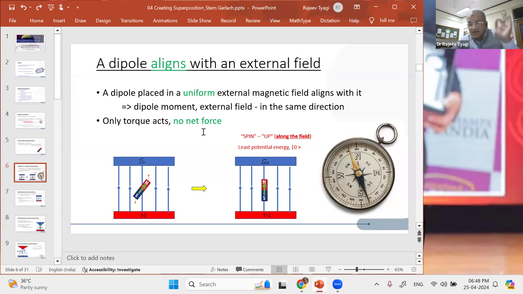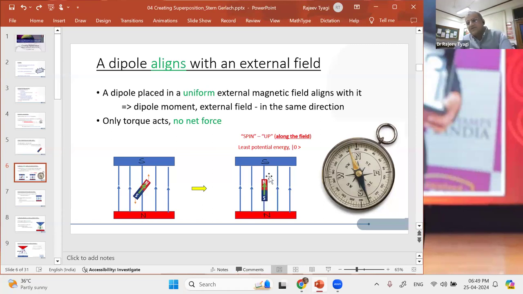Now, a few terms. I said equal and opposite. There is no net force on it. There is only torque, which will align it. Once again, how does it align? The dipole moment is in the direction of the field. If you turn it either this way or that way, it will go back to this state. So this state is of the least energy. It's something like a marble in a bowl, which tries to go to the lowest point. Now, if due to inertia it crosses over and starts rising on the other side, it will again try to come to the lowest point of the bowl. So this orientation is the lowest point of the energy, and it tries to come to this, so that it gets aligned with the field.